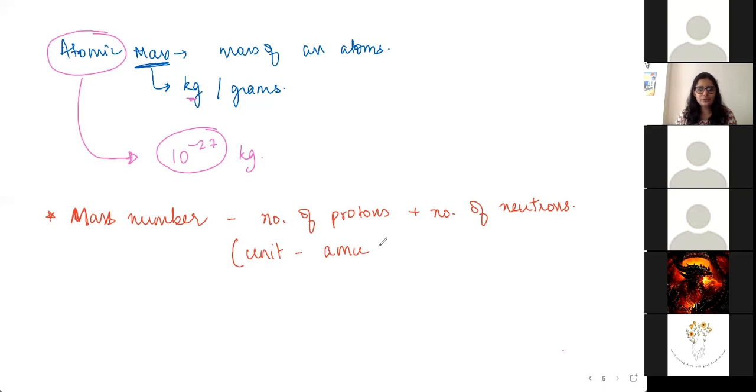AMU stands for atomic mass unit, literally the first alphabets. Sometimes in some textbooks, you will see it written as AMU, and in some textbooks just as U. But these are the units, and you use this unit when you're measuring mass in terms of the total number of protons and neutrons. But what happened to the electrons?